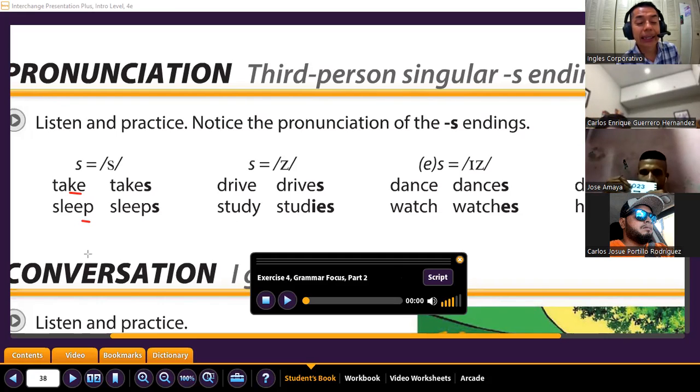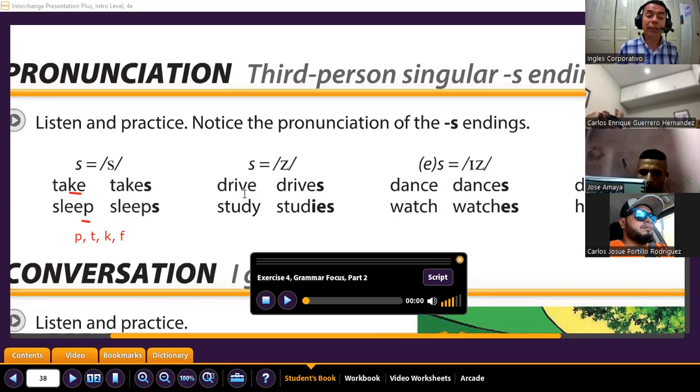¿Ok? Quiere decir que cuando los verbos terminan en letras no voceadas, como la siguiente, voy a escribírselas para que nos quede claro, ¿sí? P, T, P, T, K, F. Los verbos que terminan con esta letra, el sonido va a ser como S. Take, takes. Sleep, sleeps. Ok. Good.